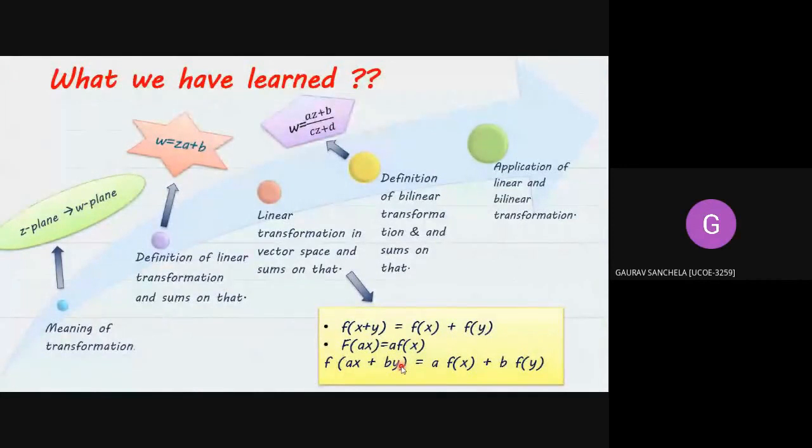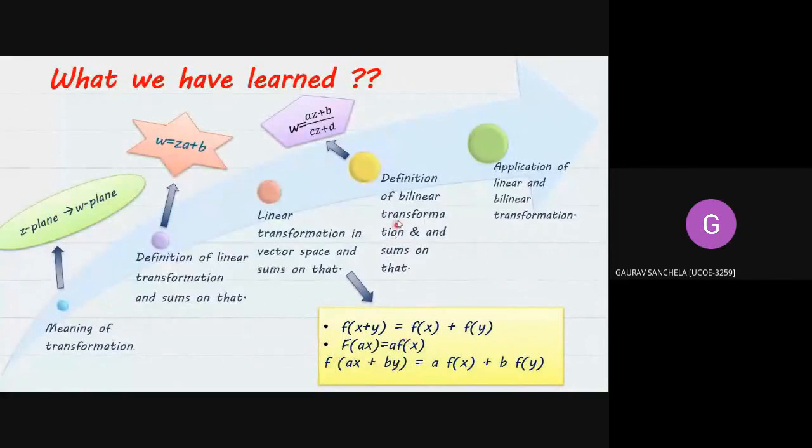So it's time to conclude our PPT. What have we learned in the PPT? Firstly, we have seen the meaning of transformation, where we convert the z plane into the w plane. Then we have seen the definition of linear transformation and sums on that. The equation of linear transformation is w = az + b. And then we have seen the linear transformation in vector space and sums on that. These are the two conditions, and the combined condition is this.